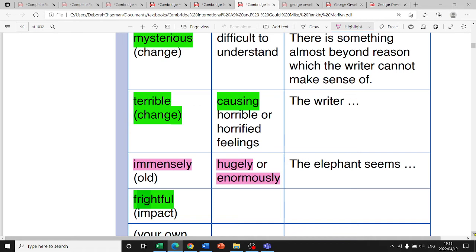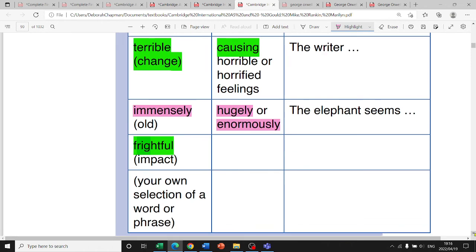Then all on your own. I'm not going to say or do anything. I'm not going to influence you in any way. I want you guys to complete the rest of the table, just on a piece of paper next to you.